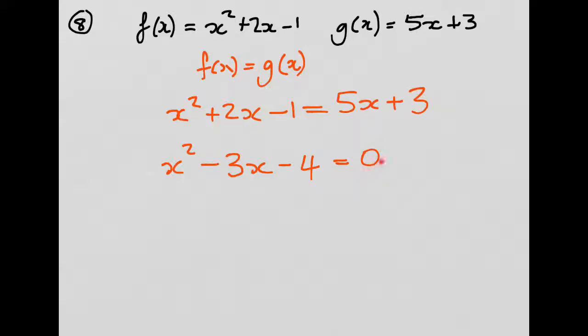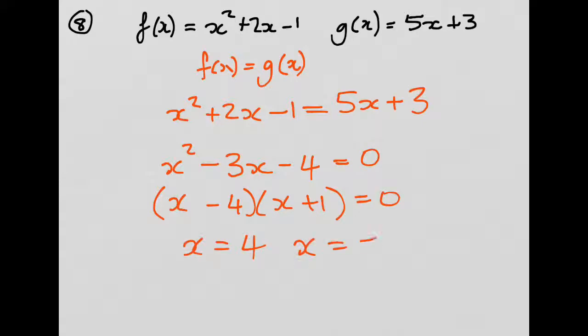Now we've got this side here as 0. Second thing we do is factorise. So x minus 4, x plus 1 for the factors. Given the answers, x is 4 and x is negative 1 for the brackets.